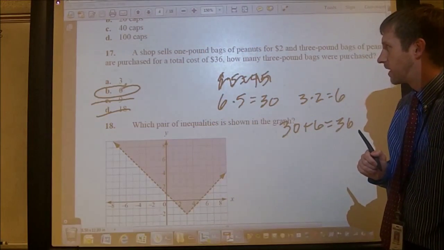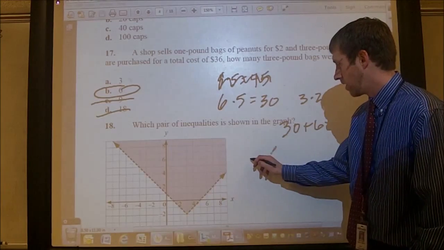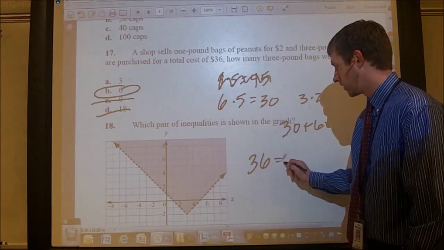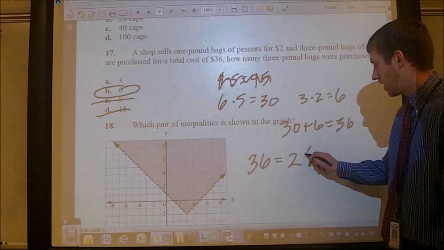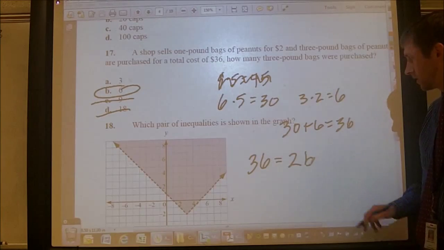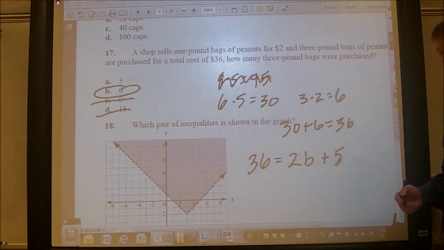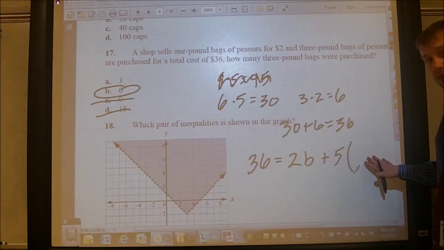If you decided to set up an equation, your equation will look something like this. 36 is your total cost. So that's going to be equal to $2 times your 1-pound bags plus $5 times however many 3-pound bags.